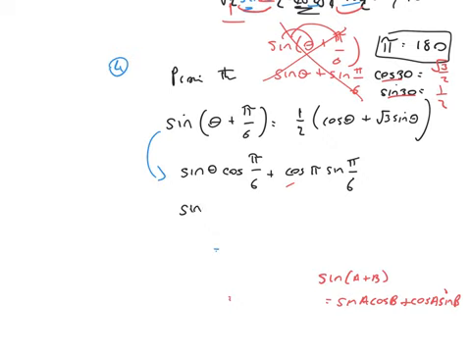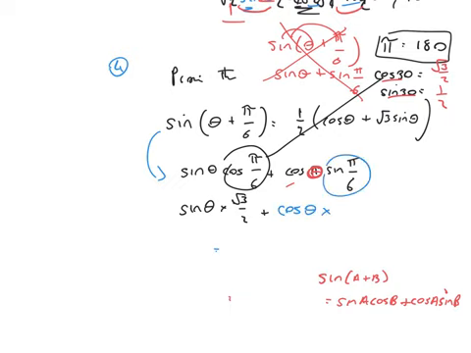So I've now got sine theta multiplied by cos pi over 6. Cos pi over 6 is cos 30, that's root 3 over 2. I've then got, well that's a mistake there, that should be cos theta. Okay, so I've then got cos theta multiplied by sine pi over 6, that's sine 30, that's 1/2.